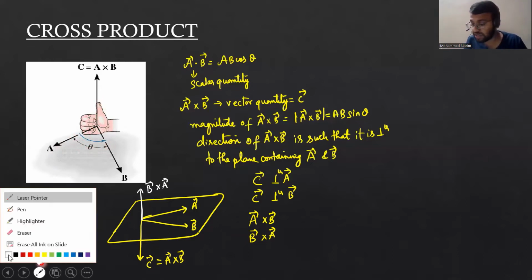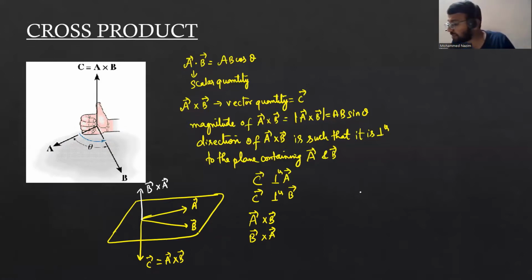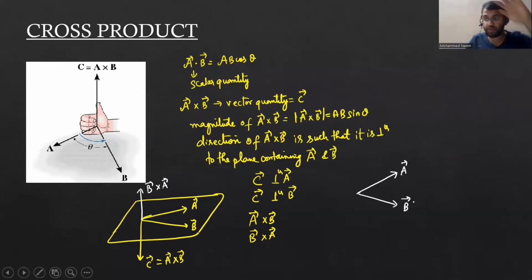Are you all following? I can show you one more example. Let us say A and B are in the plane of the board, the vertical plane. I'll point in the direction of A and then curl towards B. Then the thumb will point in the inward direction.